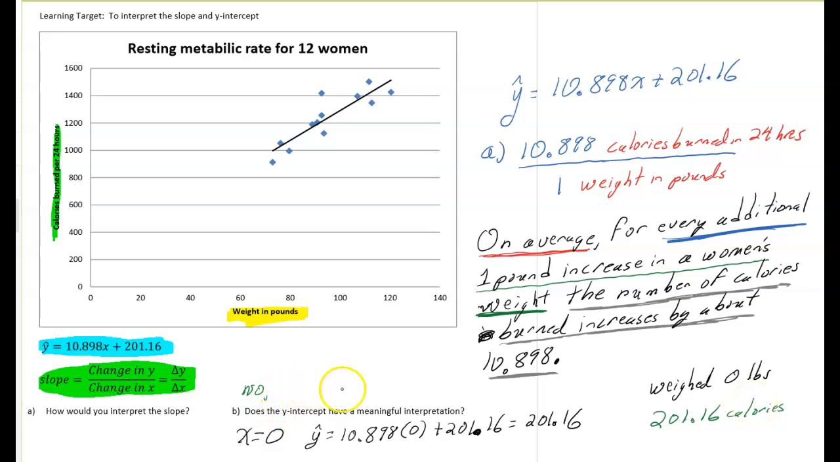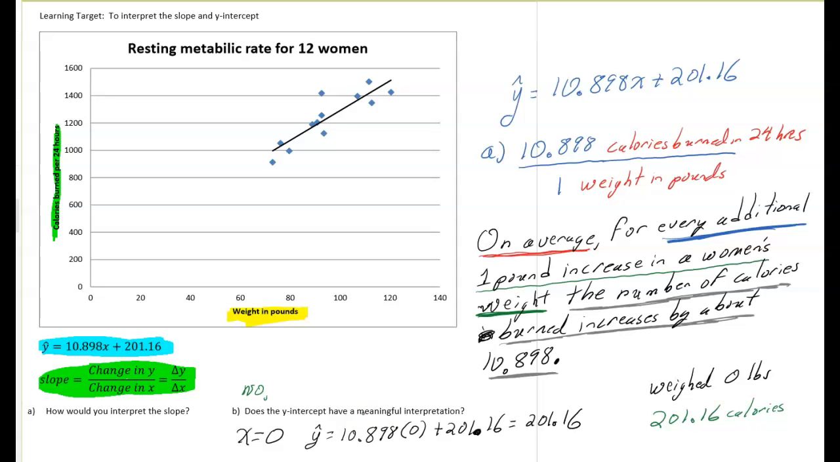And due to limited space, I didn't write that out, but you can. So I would say something like no. If someone weighed 0 pounds, it does not make sense that a person would burn 201.6 calories, because if they weigh 0 pounds, they actually do not exist.